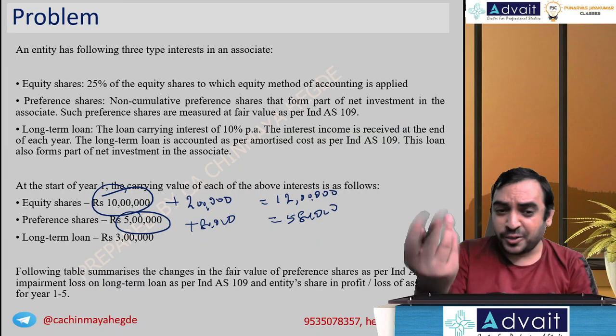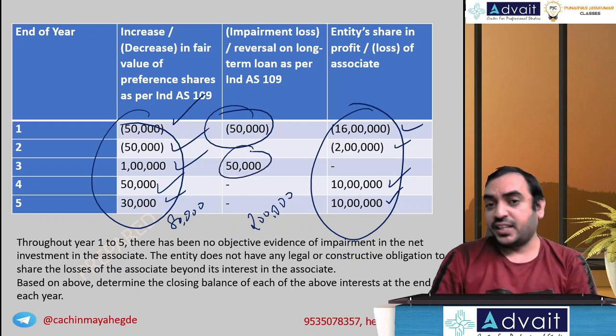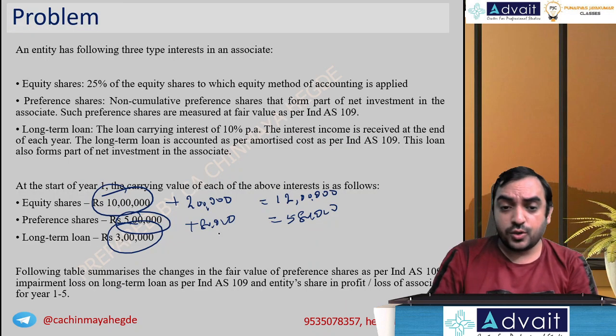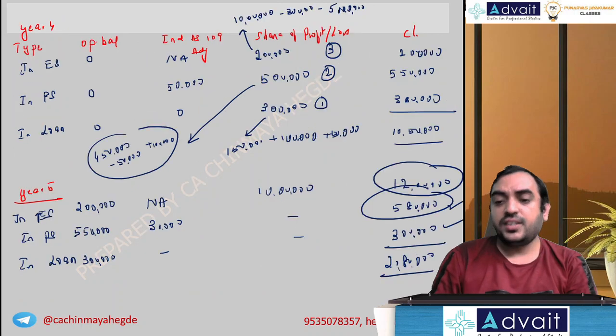Sir, loan, even more simple. 3 lakh was the amount, 50,000 impairment loss, 50,000 reversal, net amount 0. So 3 lakh plus 0, that is 3 lakh only. Continued. So 3 lakh, continued.